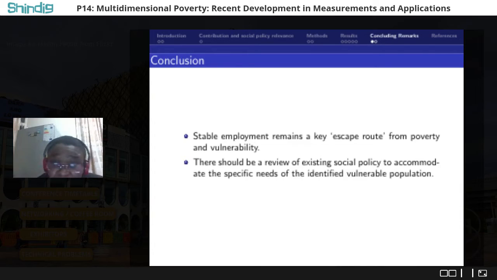So in conclusion, stable employment still remains a key escape route from poverty and vulnerability, especially within the African context. In a household where at least a member of the family is not employed, you would agree with me, even if they are on social grants or other forms of social assistance, the level of vulnerability to poverty in case such grants or remittances cease or stop will be higher than households where there is stable employment. Then there should be a review of existing social policy to integrate the specific needs of the identified vulnerable population.